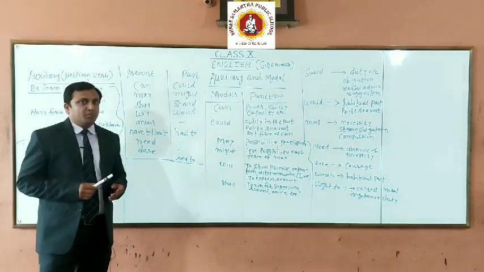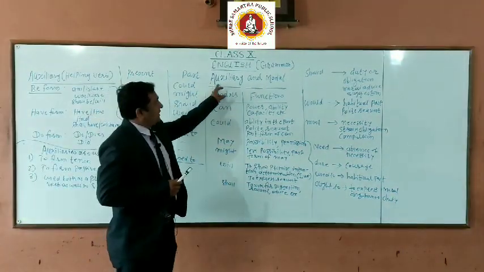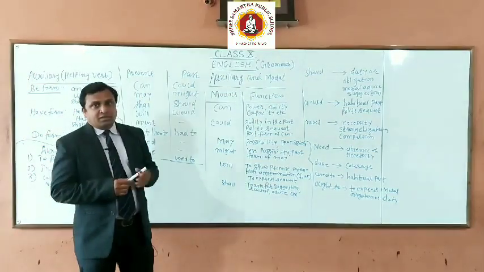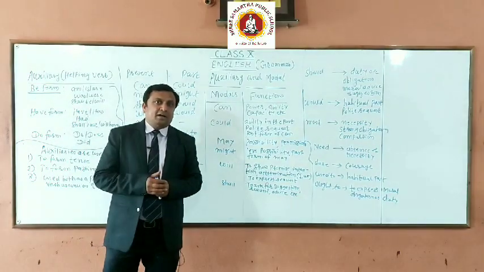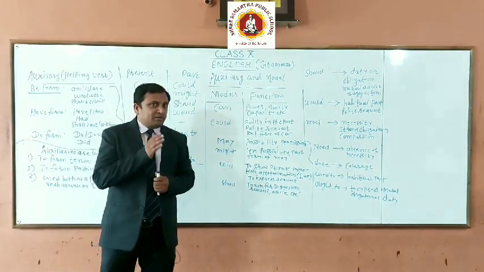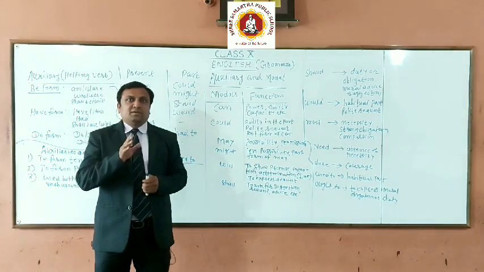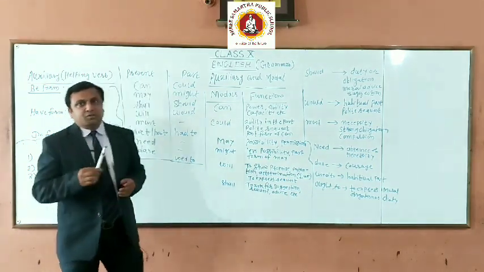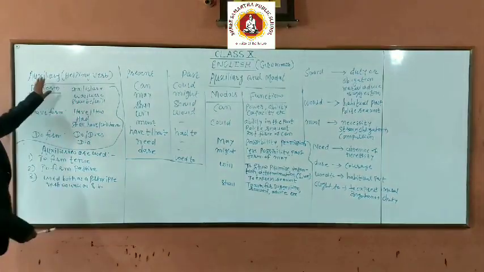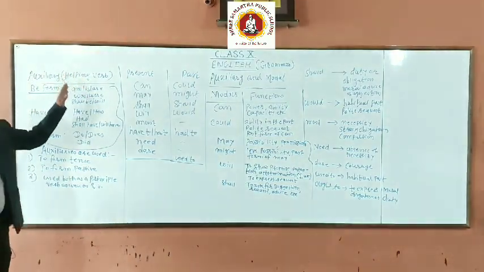So today we are going to start a new lesson, that is auxiliary and modal in the series of English grammar. As you know, dear students, I have already told you that in English language grammar, auxiliaries and modals play a vital role. So what is meant by primary auxiliary verb? Let's see. Auxiliaries means helping verb. What is the use of helping verb?